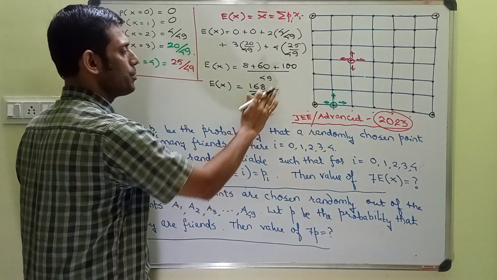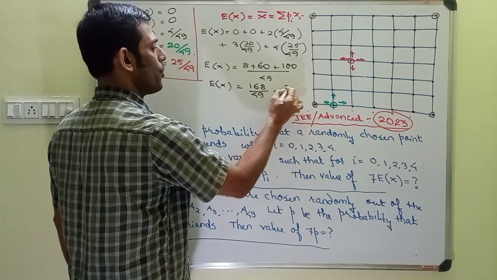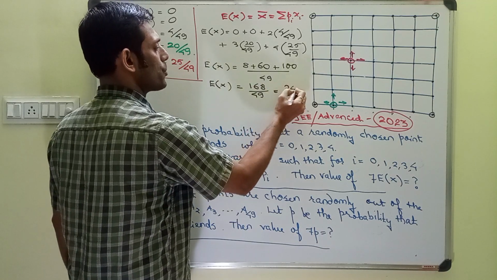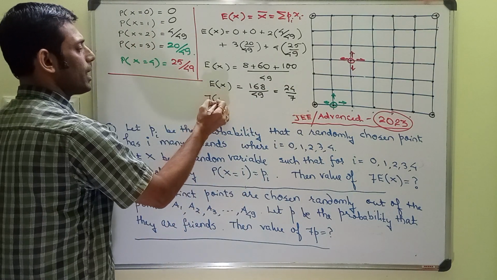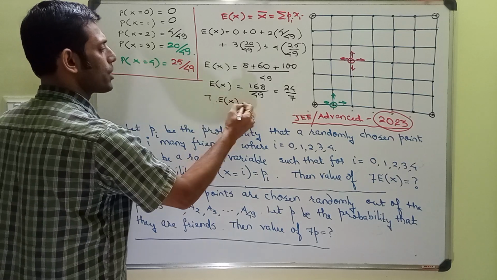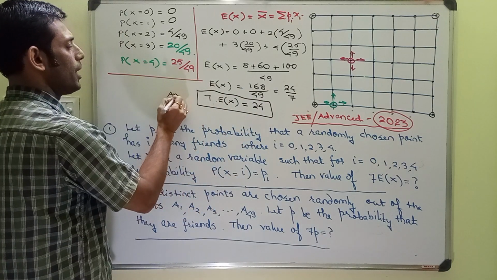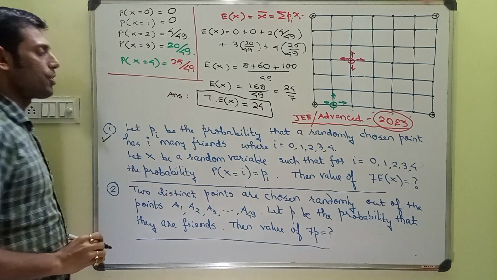Let's see if this is reducible by 7. So, 7 2s are 14, 28, 7 4s are 28. Therefore, 7 times E of X is equal to simply 24. This is the answer to the first question.